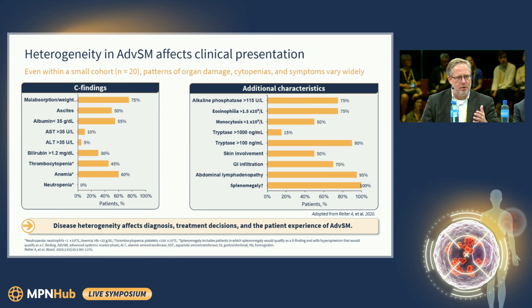And on the right side, you can see that they are not only the C findings. Patients have abdominal lymphadenopathy, they have splenomegaly, they have GI infiltration, sometimes cobblestone GI infiltration. In many of these patients, there is misdiagnosis as eosinophilic colitis, because the pathologist also did not think about the potential presence of mastocytosis. But in the meantime, elevated alkaline phosphatase, because it is so frequent, and splenomegaly, of course, have been switched from what you can see here as additional characteristics also to being C findings.